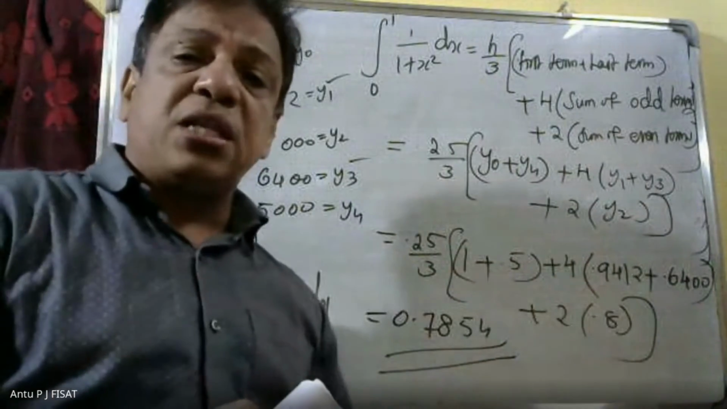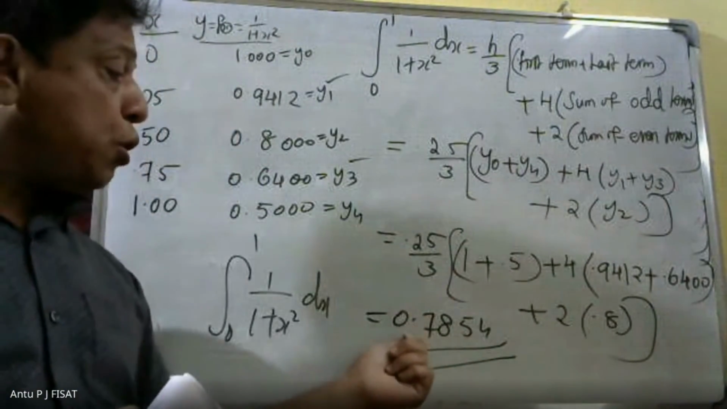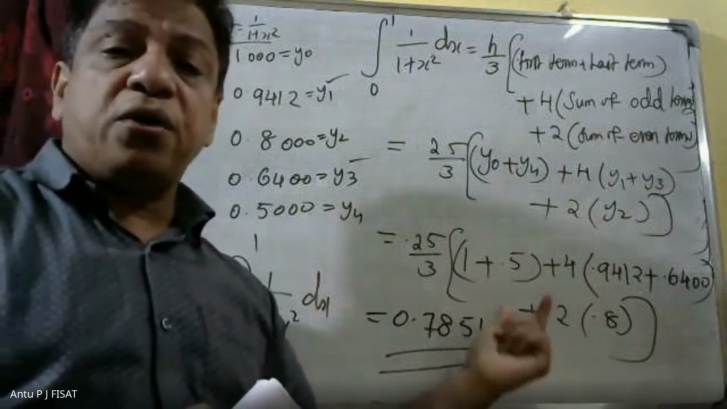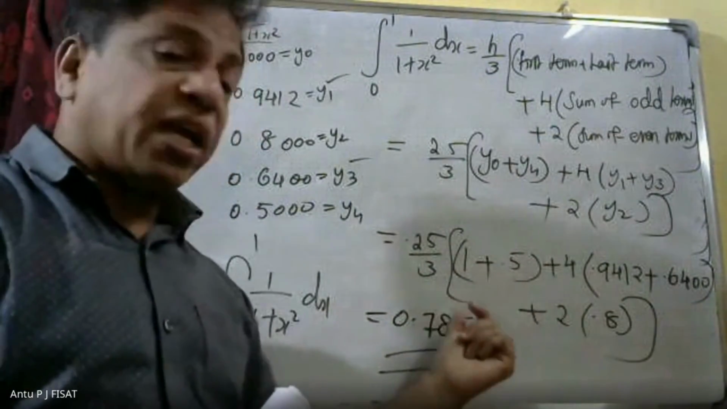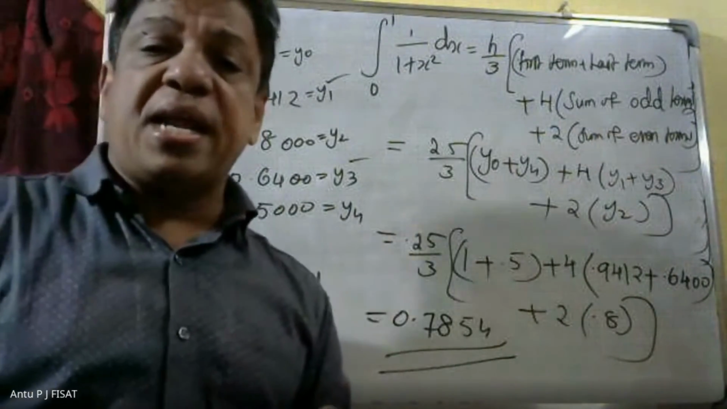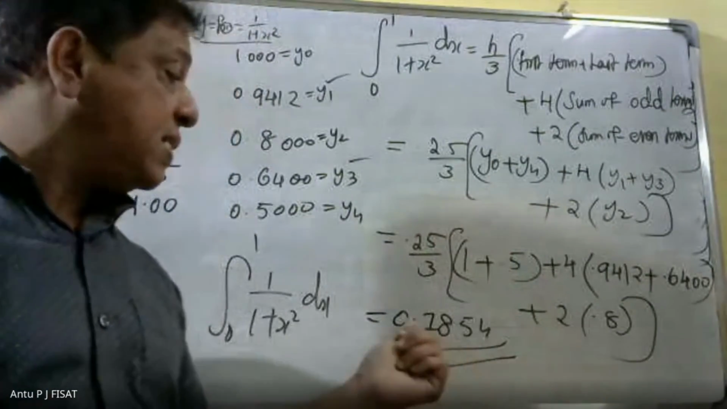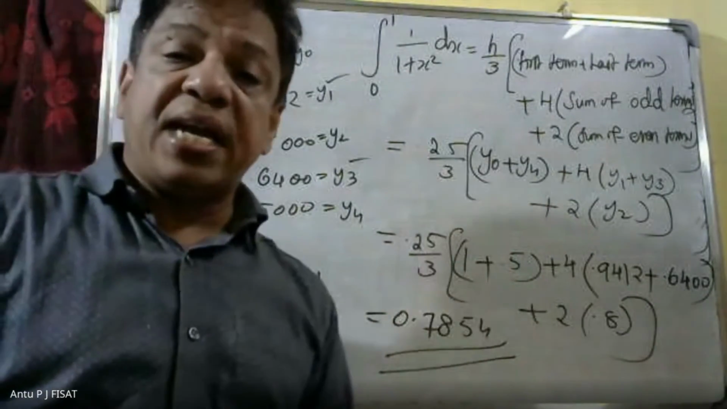We just substitute the values, and by using a calculator, we arrive at the value 0.7854. Therefore, integral 0 to 1 of 1 by 1 plus x square dx, by using Simpson one-third rule, we get the answer as 0.7854.